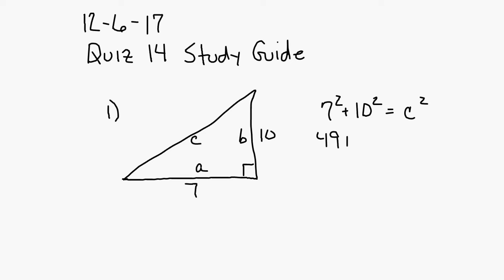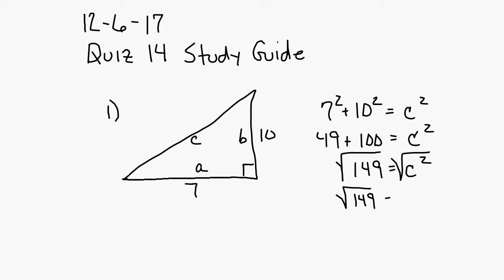49 plus 100 equals C squared. So 149 equals C squared. If you find the square root of both sides, the square root of 149, that is in simplest radical form. Okay? So the square root of 149 is equal to C. The square root of 149 as an estimation is 12.21.